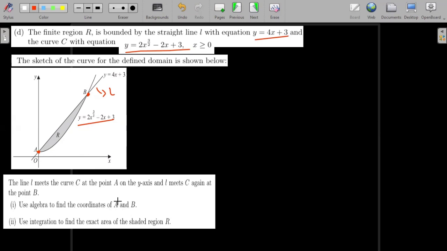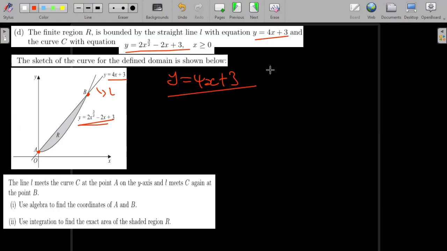So for us to find the coordinates of A and B, we just have to solve this equation of a line with this equation of a curve simultaneously. Okay, so we're given that y is equal to 4x plus 3. We're going to get this and substitute where there's y in this equation here.